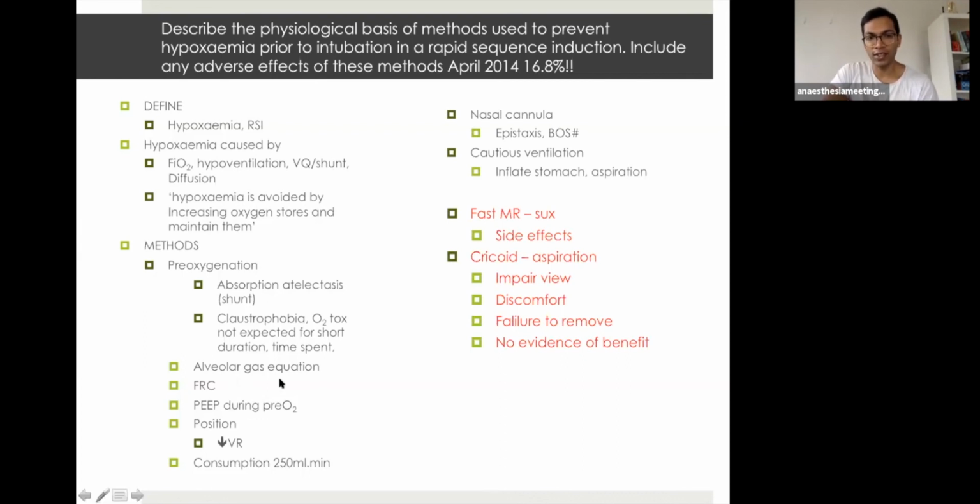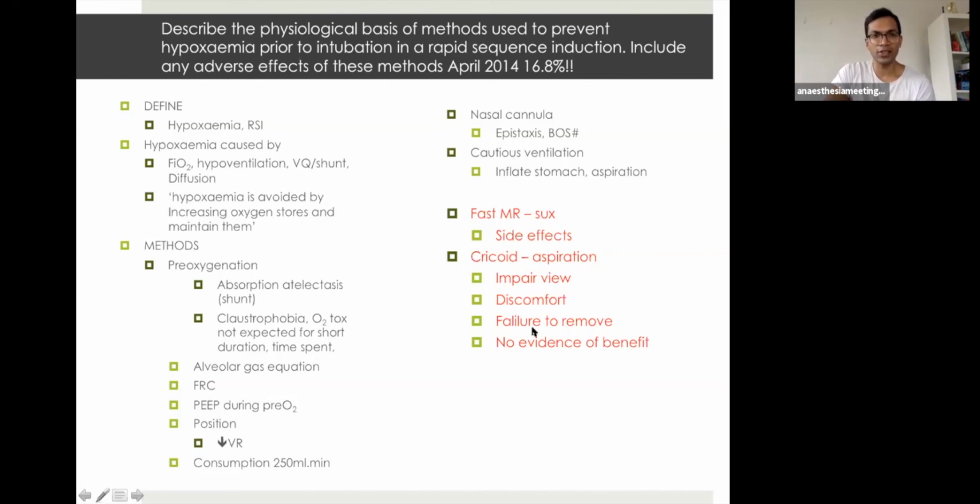And again, I've chucked in things that seem relevant, but not necessarily. I feel like I don't need them to answer this question, but something like the alveolar gas equation, I can invoke and put it out there, and it's not going to waste too much time, and it's potentially something that could get marks. As you can see, I've put in red here fast muscle relaxant sux and the side effects, and cricoid as a thing as well.